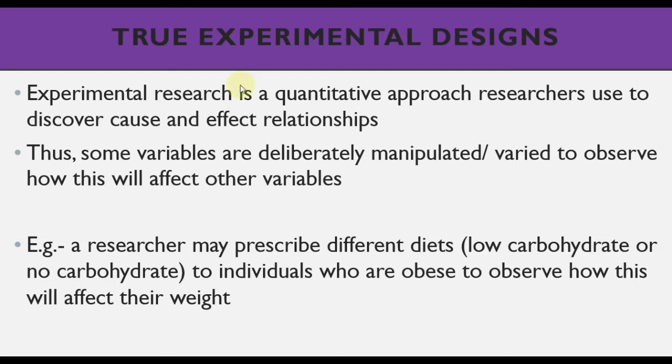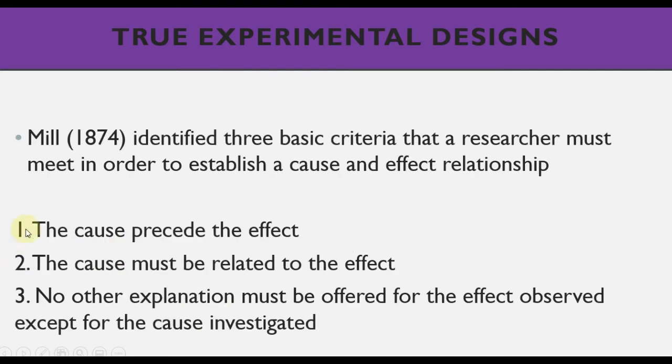Okay, so through experimental design, nagkakandak tayo ng experiment or intervention para makita natin kung may pagbabago ba ito doon sa variable natin or sa gusto nating makita. According to Mill 1874, he identified 3 basic criteria that a researcher must meet in order to establish a cause and effect relationship. Number 1, the cause must precede the effect.